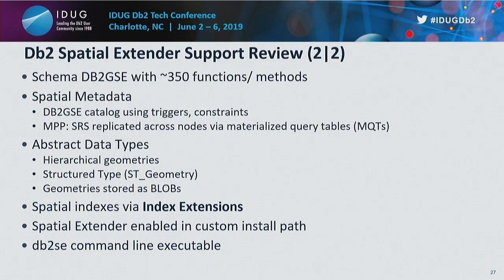Additionally, there is a special type of index that comes along with the support that works in concert with the existing DB2 row indexes. We call these index extensions, and this allows a more efficient way to query spatial data and perform joins across spatial data in different tables. And when the spatial extender is enabled and installed, the libraries go into a different install path, and the administration of the spatial data and metadata is done with the DB2 SE command line executable.